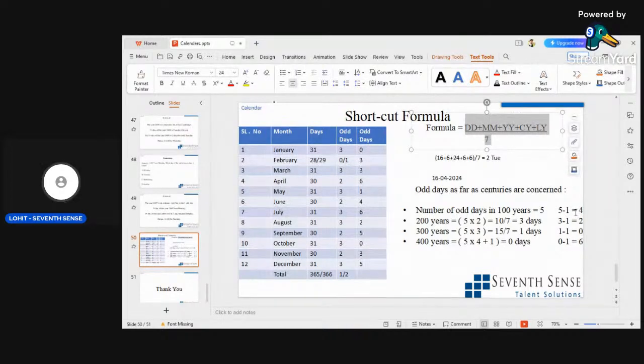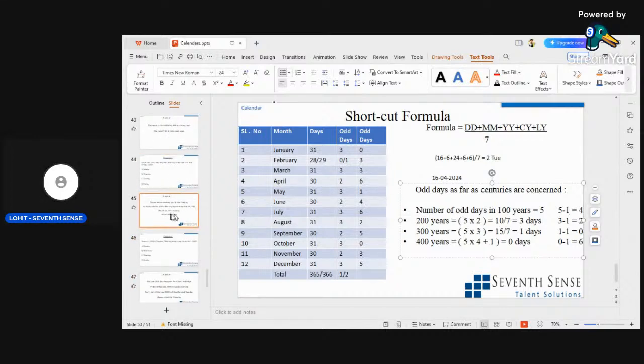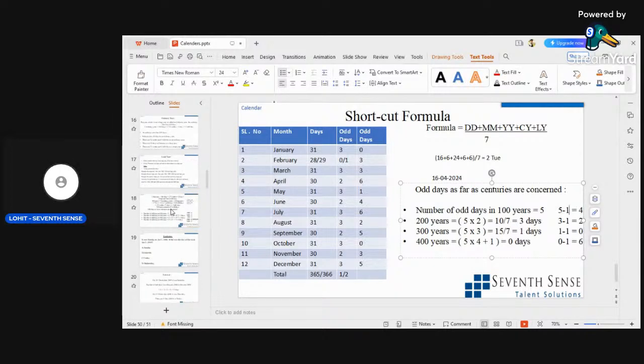For this also you need to know these kinds of things, right? For that reason you need to learn the traditional method very clearly. That's why I have given importance to the concept here, not to solving the questions. If you get the concept, you can easily solve any question in this calendar topic, any question.